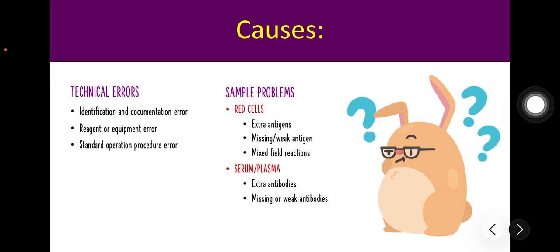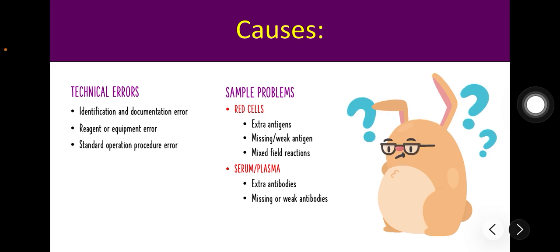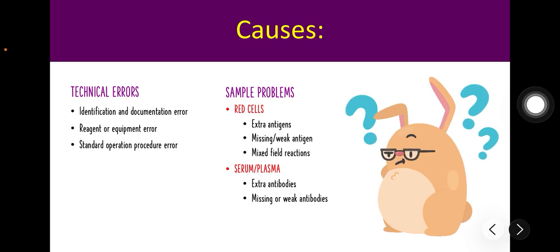SOP errors occur when we fail to follow the manufacturer's directions or established laboratory protocols. For instance, failure to add reagents or samples is a common error that results in a false negative reaction. Incorrect red cell suspension: if the red cell suspension is too heavy or thick, or too light or thin, it can interfere with the optimal antigen-antibody ratio, leading to a postzone or a prozone effect where clumping is missed.